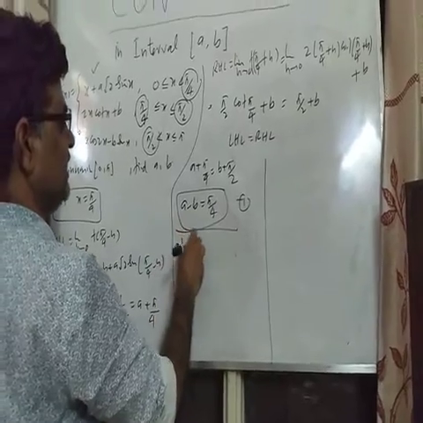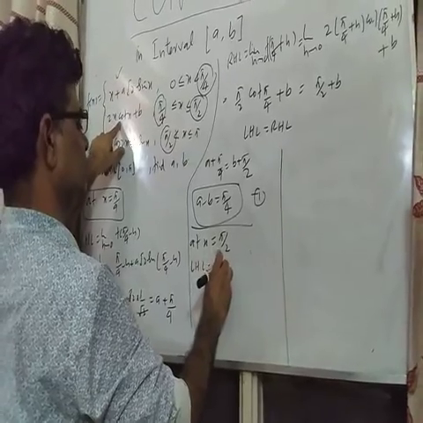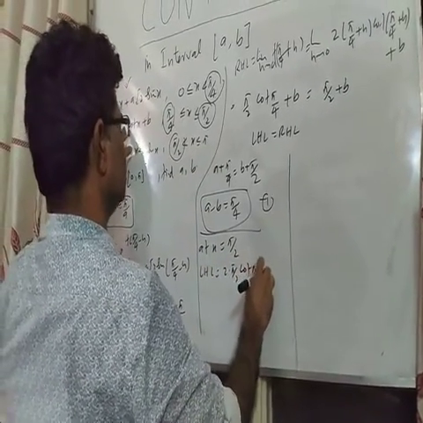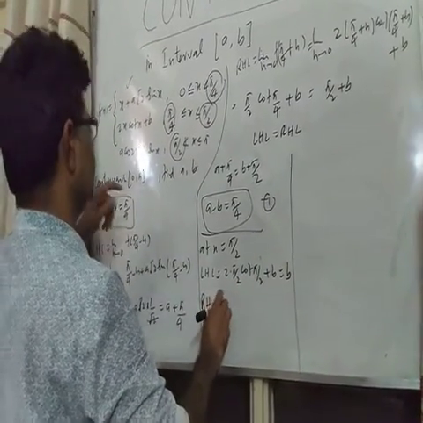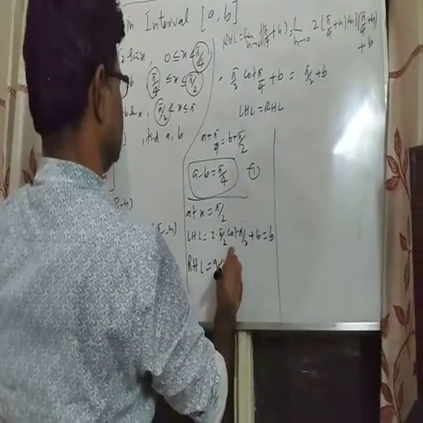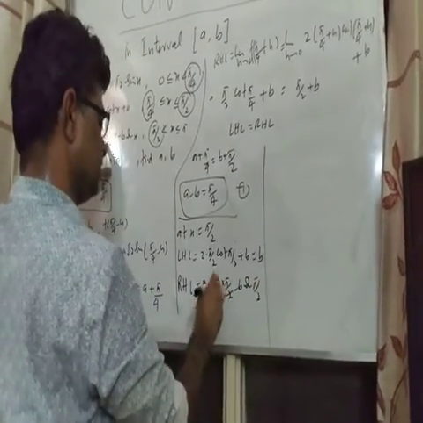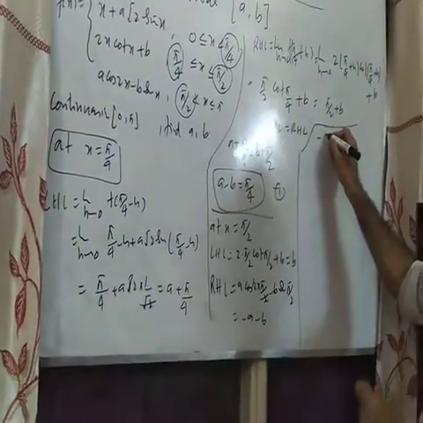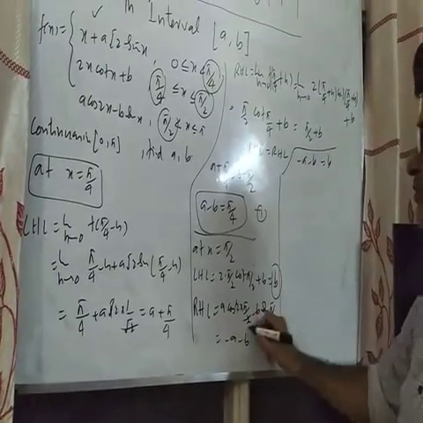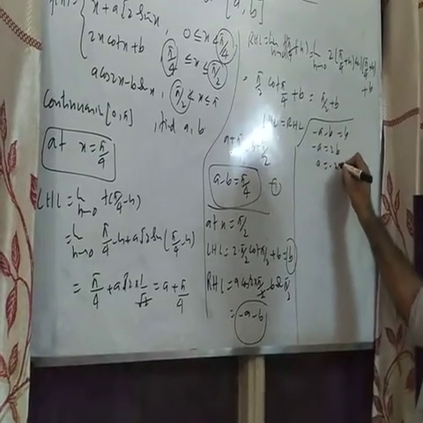Now at x is equal to pi by 2. We can see that left hand limit will be 2 into pi by 2 cot pi by 2 plus b, which is equal to b only, because cot pi by 2 will become 0. Similarly, for right hand limit we take a cos 2 into pi by 2 minus b sin pi by 2 directly. So this is minus a minus b, which will be equal to b. These two will be equal because left hand limit will be equal to right hand limit. So minus a is equal to 2b. So a is equal to minus 2b.